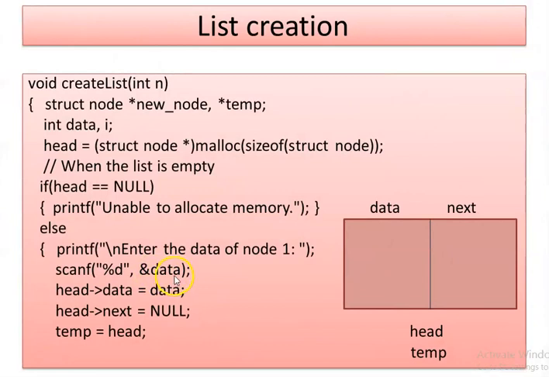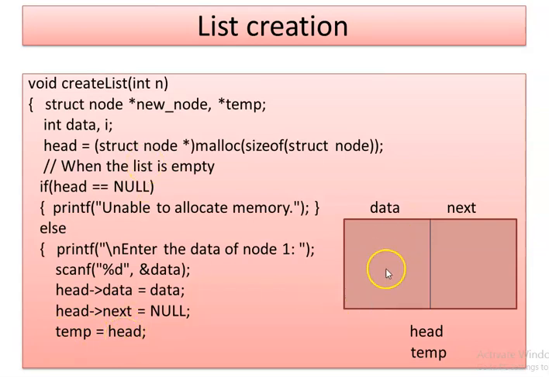data here, and head arrow data is assigned with the value we have given in the scanf statement. We'll be giving an integer value here, then head arrow next is kept as null. This forms a node with values assigned. Now we are assigning the value of head.